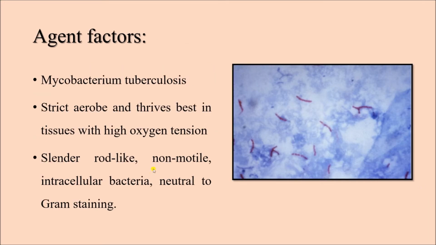Agent factors. So Mycobacterium tuberculosis is the bacteria that causes tuberculosis. It is a strict aerobe and thrives best in tissue with high oxygen tension, and that is why this bacteria is more commonly found in the apical part of the lung or in the upper lobes of the lung. They are slender, rod-like, non-motile, intracellular bacteria neutral to gram staining. So that is why if we do gram staining, we may not be able to identify the bacteria.